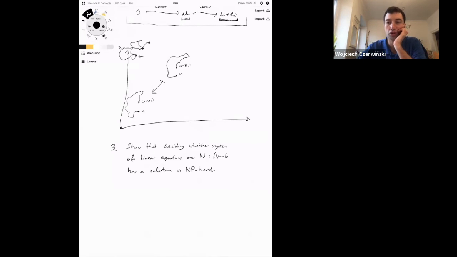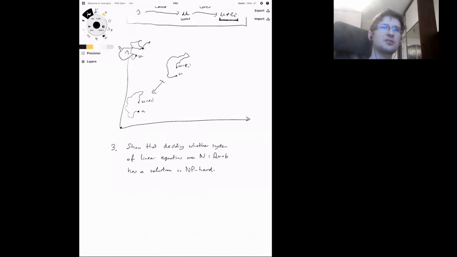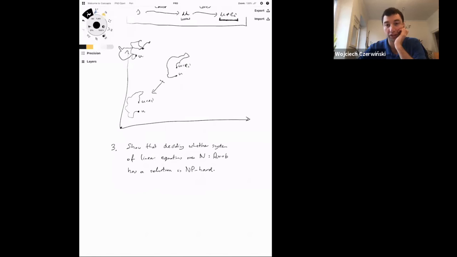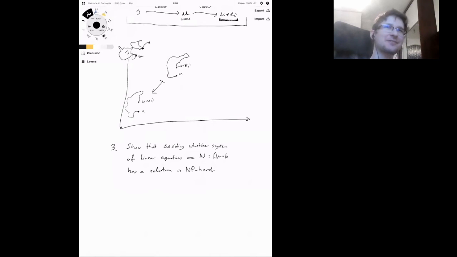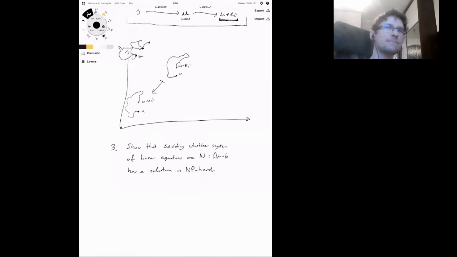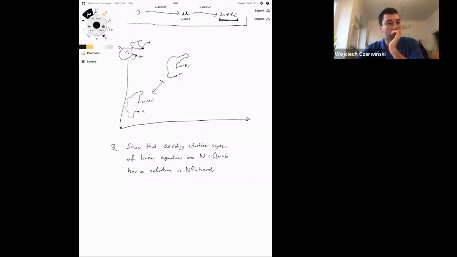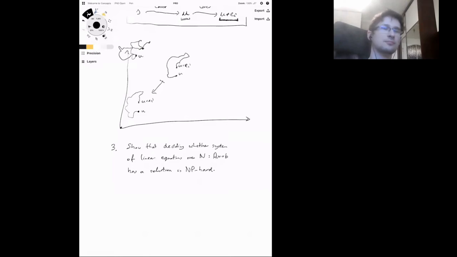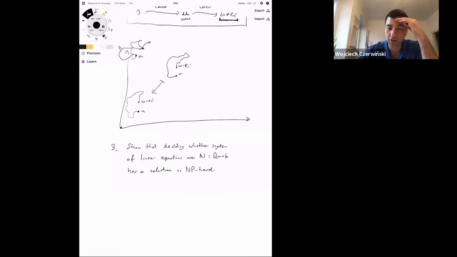So do you have an idea from what to reduce? Looks kind of like integer linear programming. Oh yeah, this is integer linear programming. Okay, so we can do anything. Vertex cover? Okay, maybe. So my suggestion is subset sum, but maybe you can do a reduction from something else. This would be interesting.